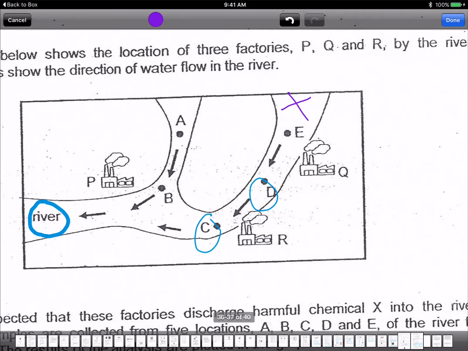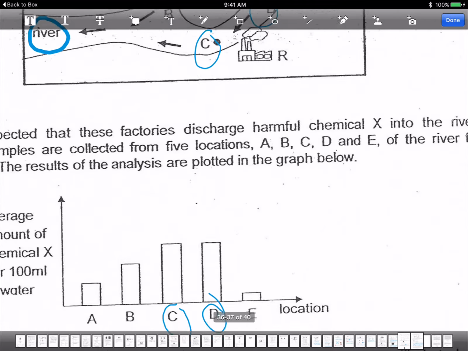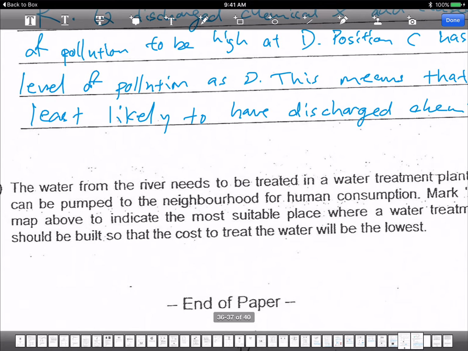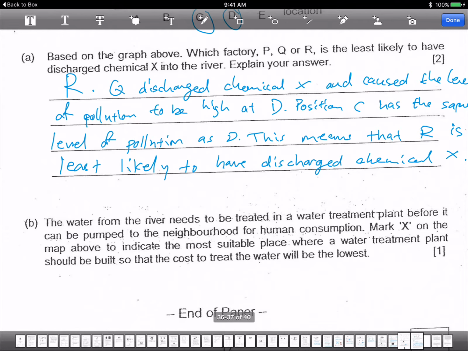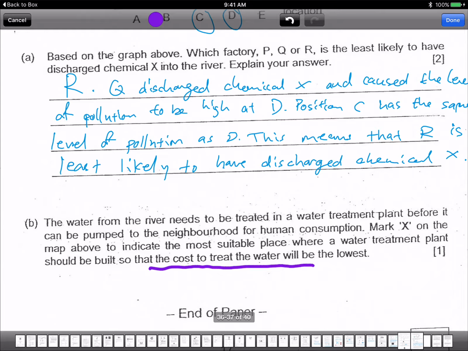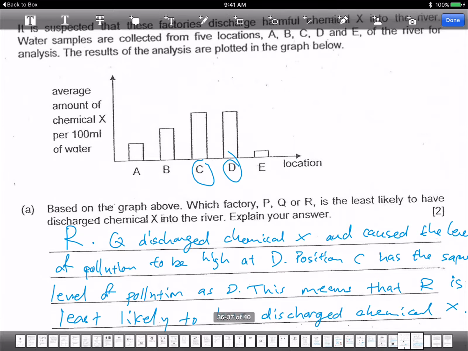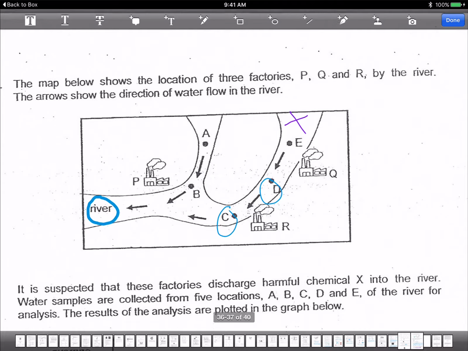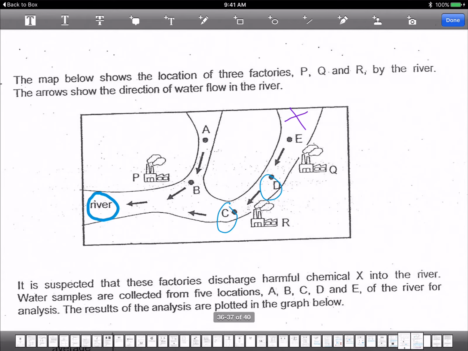Purple location. No, no, no, let me explain, okay? Trickery again, trickery. Look at this. No. Let me circle the keyword for you. So that the cost will be the lowest. Oh, so they don't care about the people. No, did they tell you where's the village? Y'all assume the village is somewhere down the water, right? You assume, right?